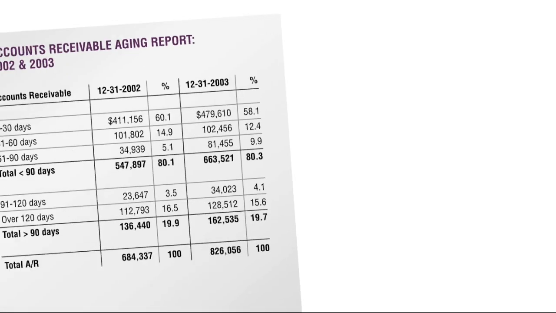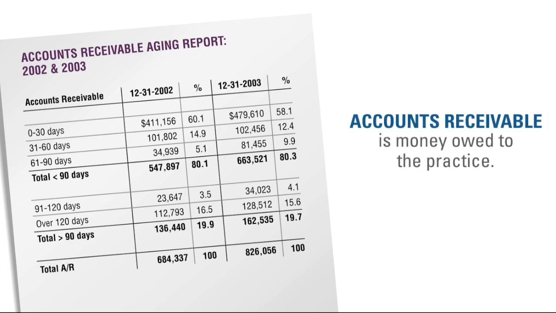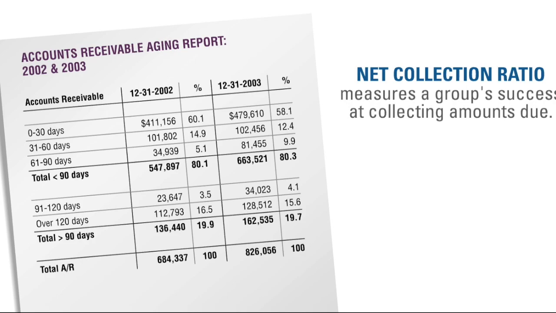The Aging of Accounts Receivable Report can give you insight into the way a practice is managed. Accounts receivable, AR, refers to the money owed to the practice by various debtors, such as insurance companies and patients. It's important to know how well the group performs in collecting these payments due for its services. You can do this by calculating the net collection ratio, which measures how well the group is doing collecting amounts due after contractual adjustments have been made.